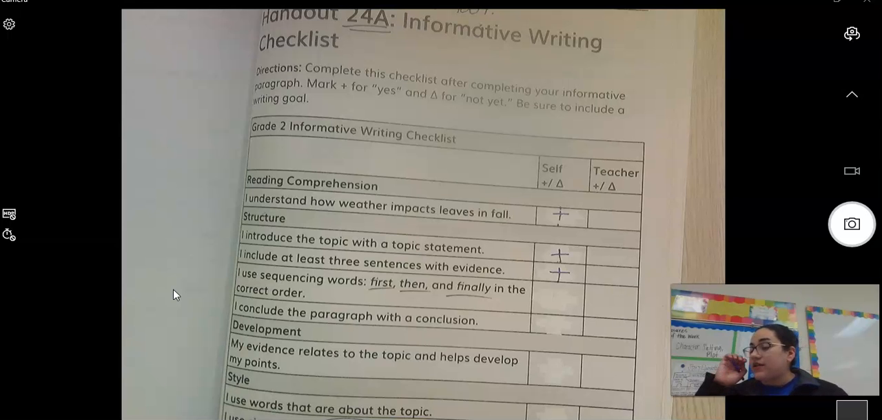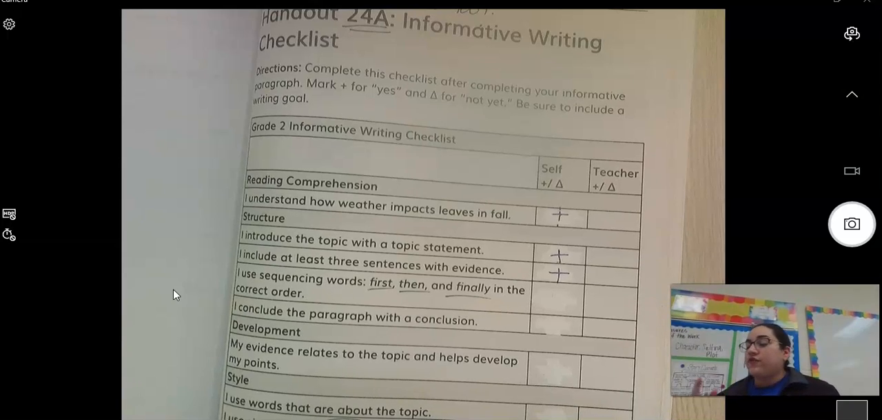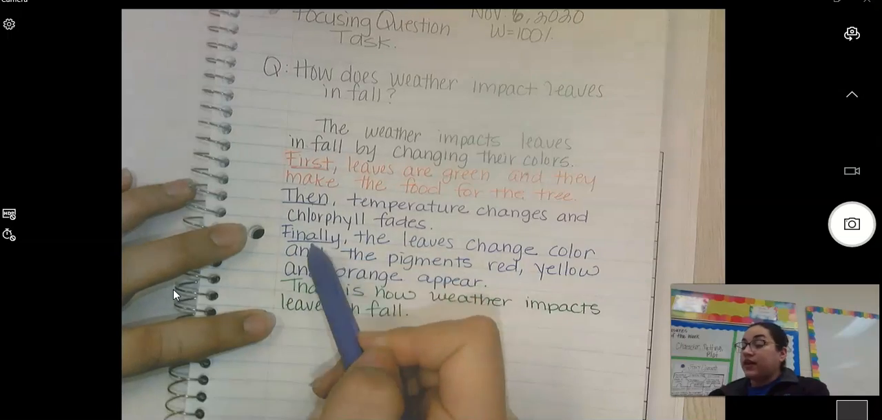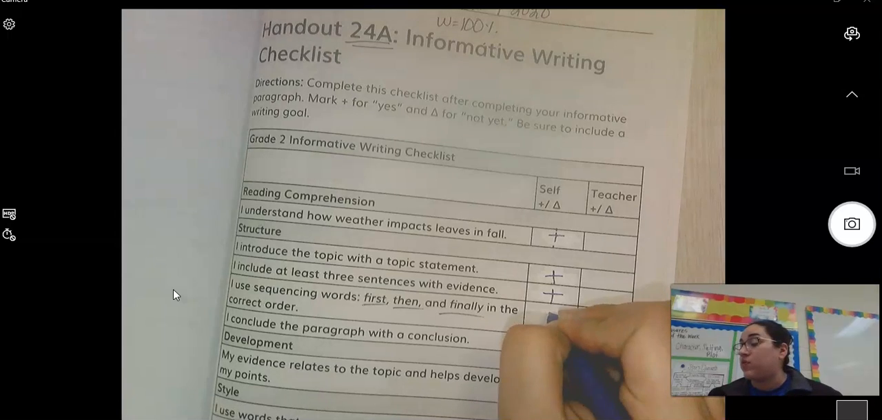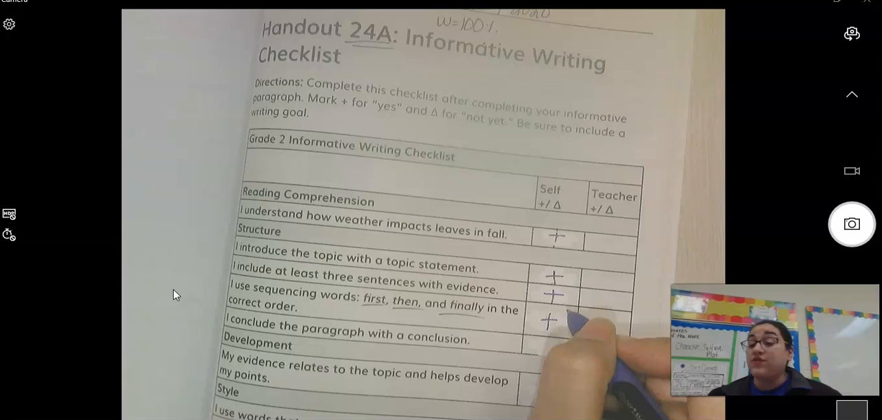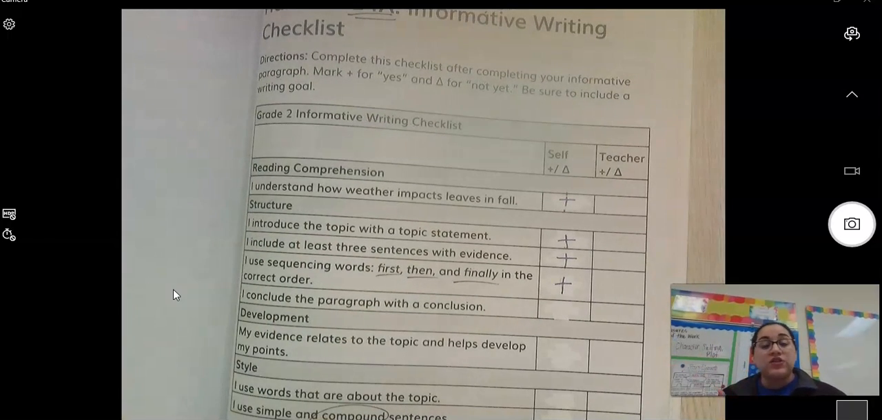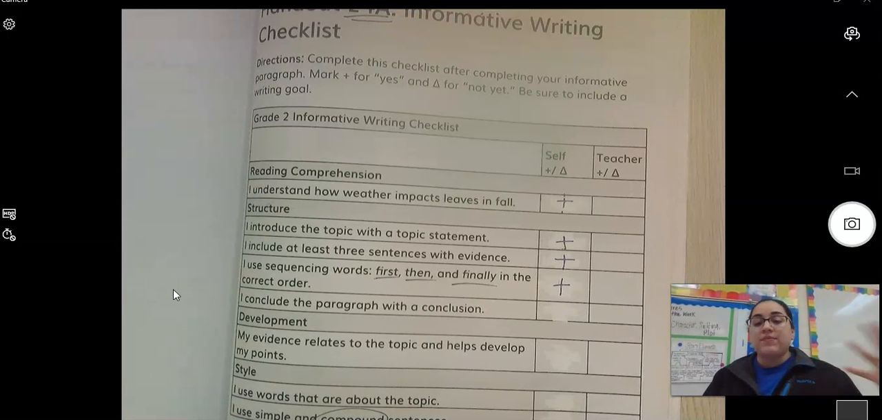Next one is that I use sequencing words. Those are the temporal words: first, then, and finally. Let's look at my informative paragraph. I did. Now you look at your informative paragraph. Did you include these temporal words? If you did include those temporal words, make sure that you put a plus. If you have not included those temporal words, put a triangle. Be honest to yourself, because when you reflect about your work, you get better. Don't worry if, oh my goodness, I did not put it this time. Maybe next time you will.